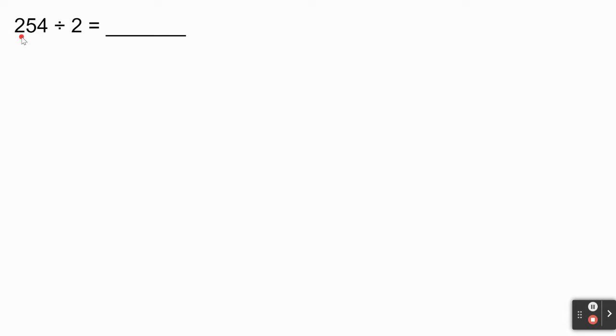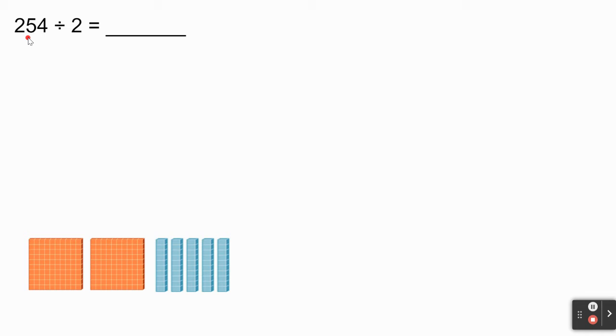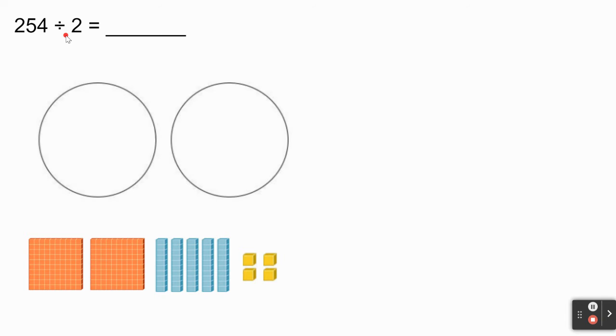Since there's a 2 in the hundreds place, we're going to draw 2 flats. We see there's a 5 in the tens place, so we're going to draw 5 rods. And there's a 4 in the ones place, so we're going to draw 4 unit cubes. We are dividing by 2, so since our divisor is 2, we're going to draw 2 groups.